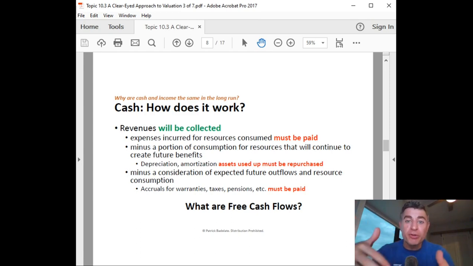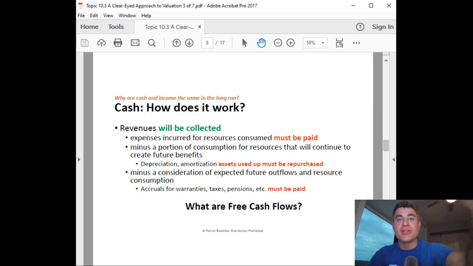It stops working. We run a grocery store. We're going to spend cash, replace that refrigerator. We're not going to do it every year, but often enough. And that's going to be basically like our depreciation is going to be a proxy for the cash flows we're going to have to spend to stay in business. All right. The same idea that the warranties, taxes, pensions, all this stuff are going to have to be paid.